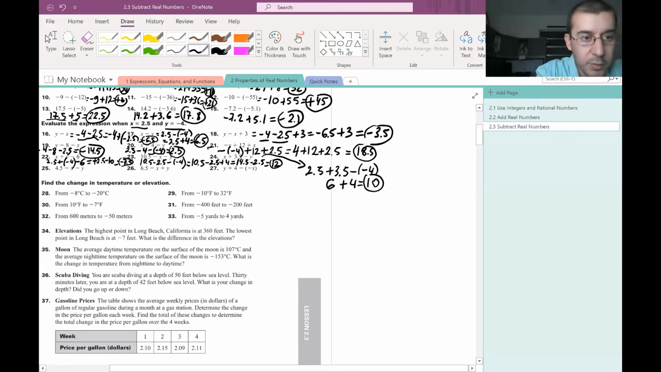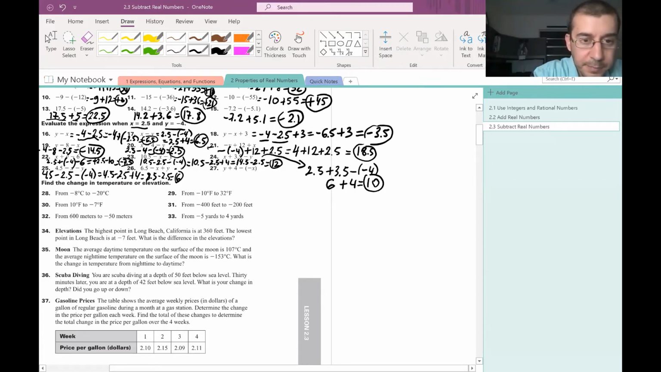25, we have 4.5 minus x, which is 2.5, and minus y is minus -4. So this is 4.5 minus 2.5, and then minus -4 is plus 4. 4.5 plus 4 is 8.5. Then 8.5 minus 2.5 is just 6. 6 is the answer for 25.